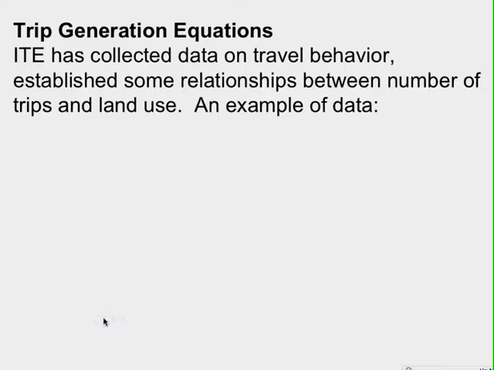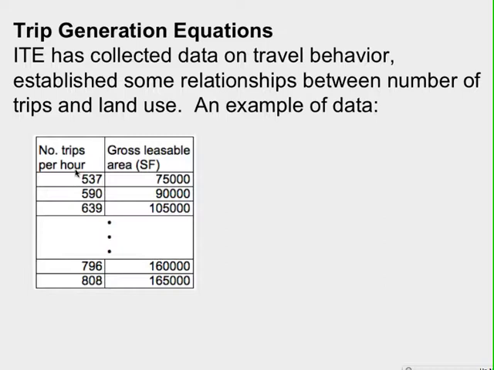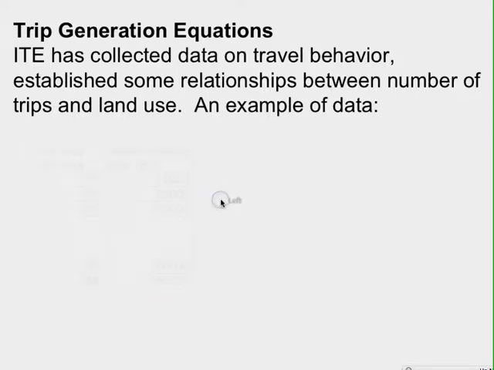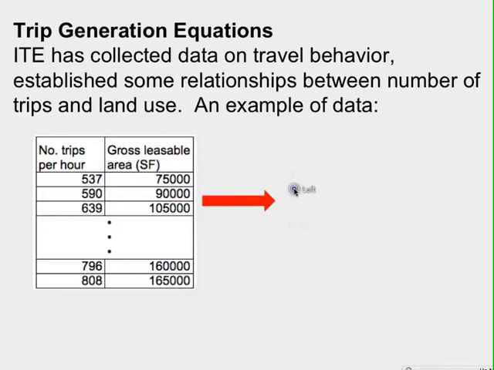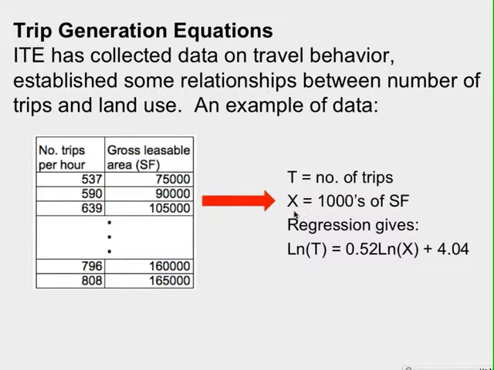The trip generation equations that they've collected over the years are based on hundreds of studies nationwide, based on historical data. So they typically relate, for example, for a shopping center, the number of new trips per hour as a function of gross leasable area. T is the number of trips, X would be the number of thousands of square feet of leasable area, and this equation pertains to a particular situation, the PM peak hour.